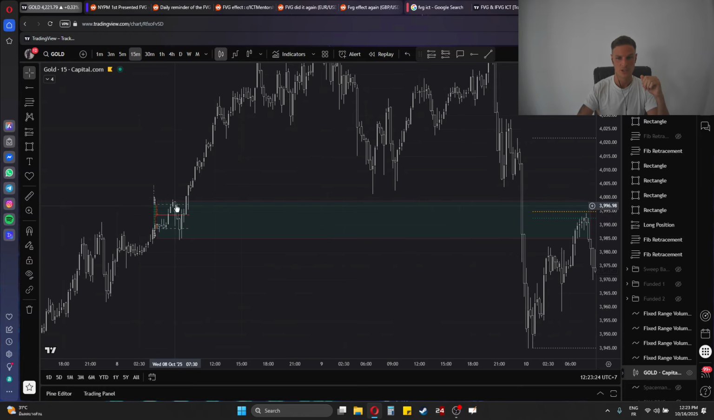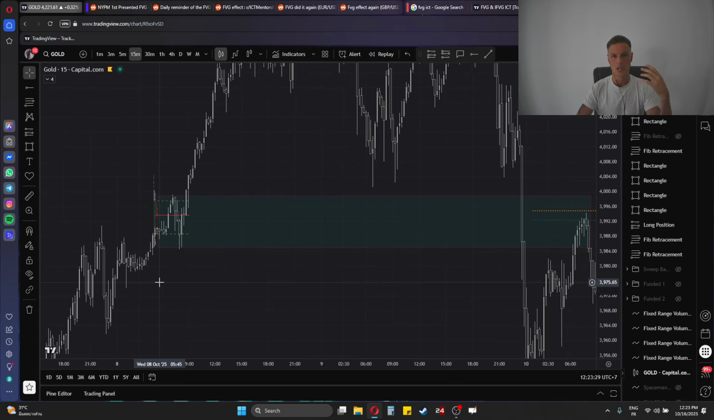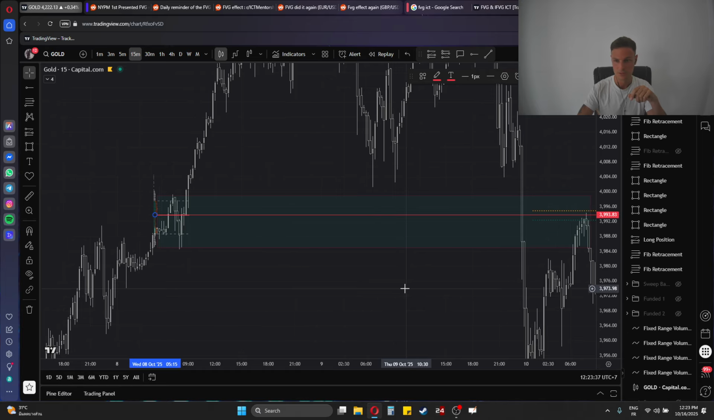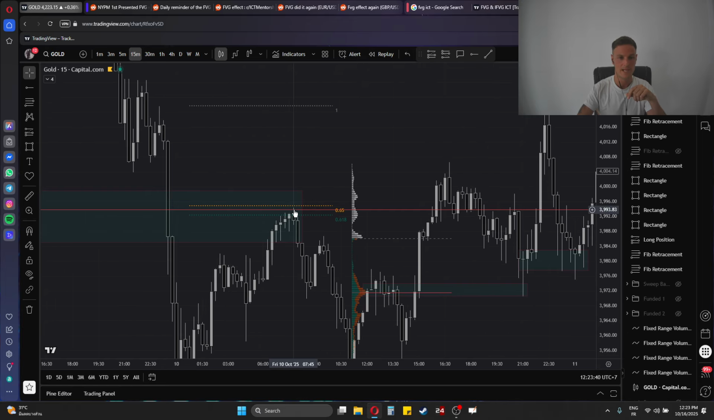Look at that little range here. This is a range where we had, again, a battle between longs and shorts. We went up, kind of retested it as support. And look at that red line here. This is the point of control of that range. Look at that. I mean, come on. Nothing to do with the FVG.